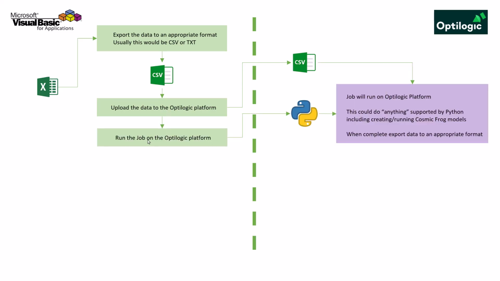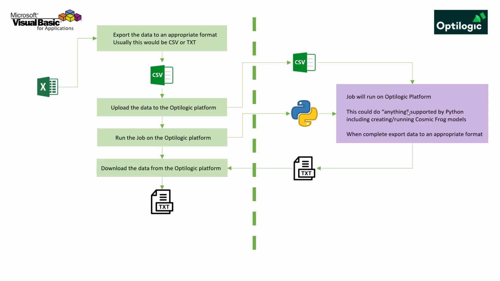The next thing we'll do is we'll run the job programmatically from Excel using the standard function library, and what that will do is run the logic on the Optilogic platform. So this could really be anything that we build in Python. At the end of running this job, we'll be putting data back down into an appropriate file format. For example, this job may have updated and run a Cosmic Frog model, and we've taken data out of the output tables from the Cosmic Frog model and made that available on the platform.